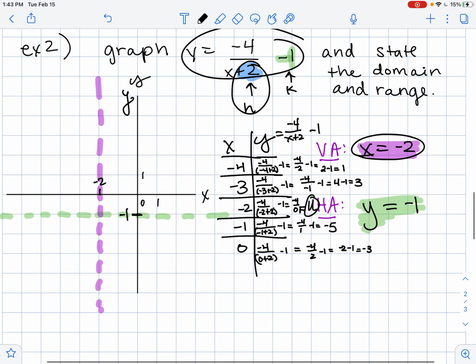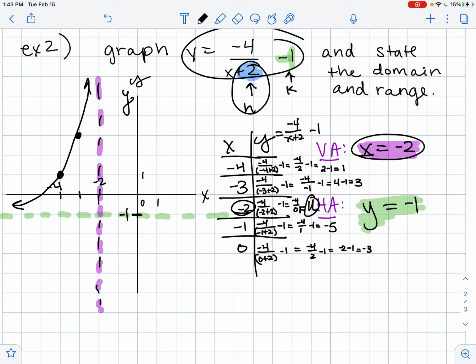So we're going to plot those points over negative 4. Here's negative 4. We're going to go up 1. Over negative 3, we're going to go up 3. And we can see this is going to follow those asymptotes like that. And then when x is negative 2, we see that that's that vertical asymptote, undefined. At negative 1, we go down, negative 1, 2, 3, 4. Here's negative 5. And at 0, it's at negative 3. So again, we're going to graph these, and they're going to follow those boundaries of my vertical and horizontal asymptote.